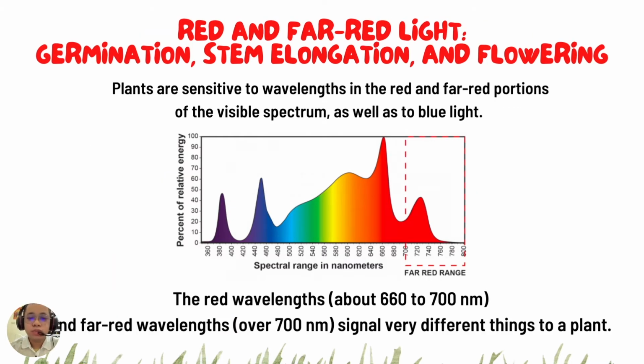So again, the blue light is responsible for the phototropic response. Now let's go to the red and far red light, which relate to germination, stem elongation, and flowering. For us to be guided, the red wavelengths are about 660 to 700 nanometers, and the far red wavelengths are over 700 nanometers. Each of these lights responds very differently in plants. So we must know what happens when a plant is exposed to red light and far red light.